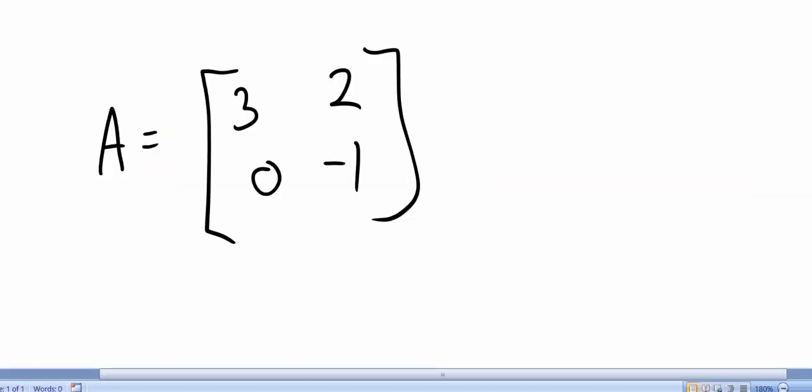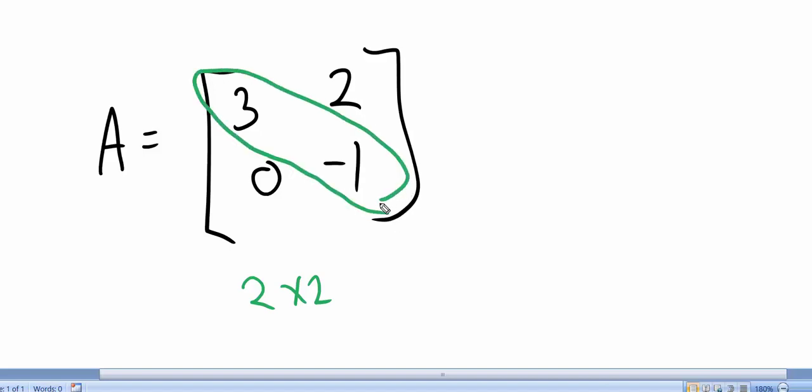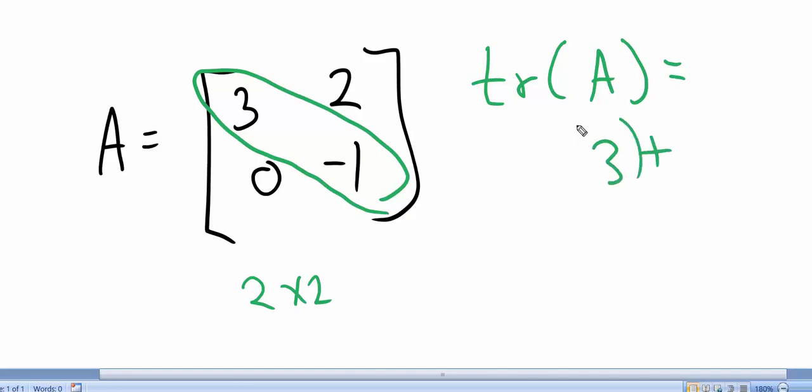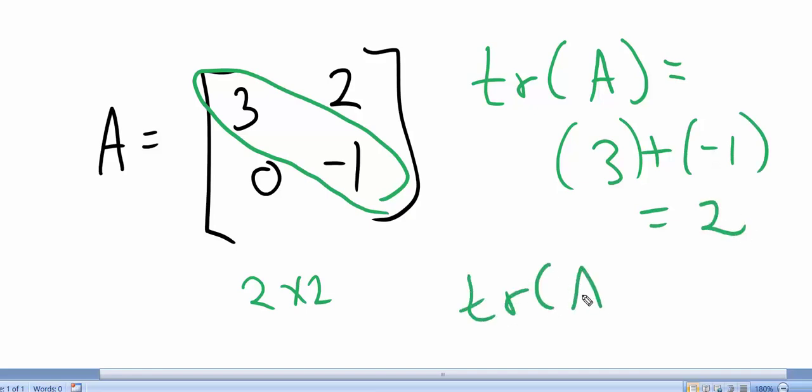Here's a matrix A, and you'll note that it's a square matrix. It's a 2 by 2 matrix. That means the same number of rows and same number of columns. This makes it a square matrix. This is the main diagonal. If I were to add the main diagonal, I would get the trace of A. In other words, 3 plus negative 1, and that would give me a value of 2. So the trace of this square matrix A is 2.